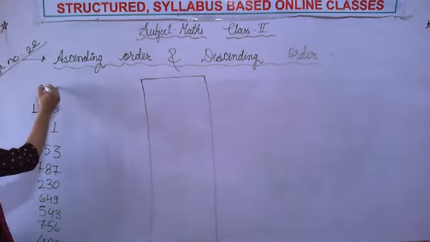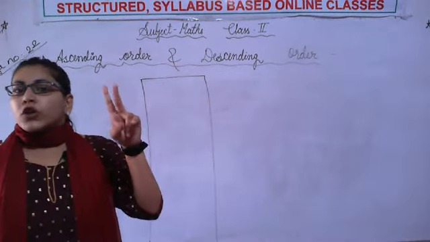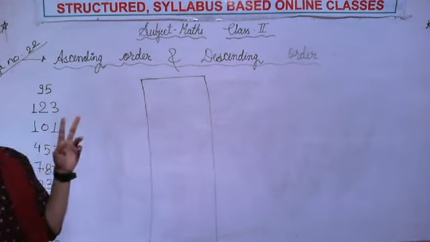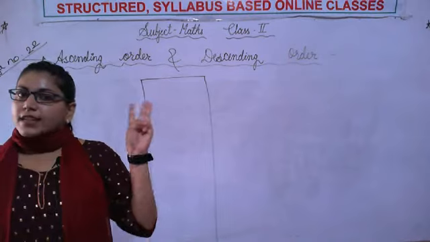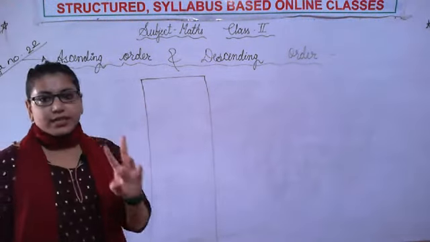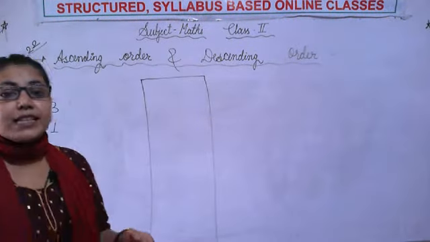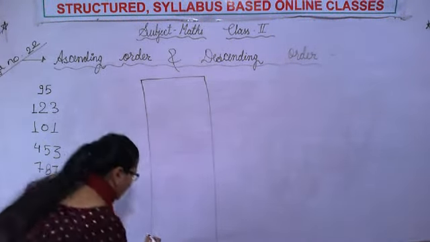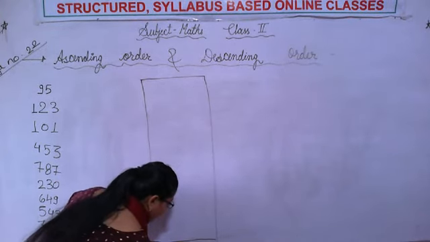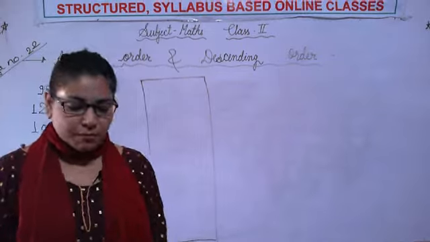So 95 is having 2 digits and all other numbers are having 3 digits. Only 95 is having 2 digits and all other numbers are having 3 digits. It means among all of these, 95 is the smallest number.